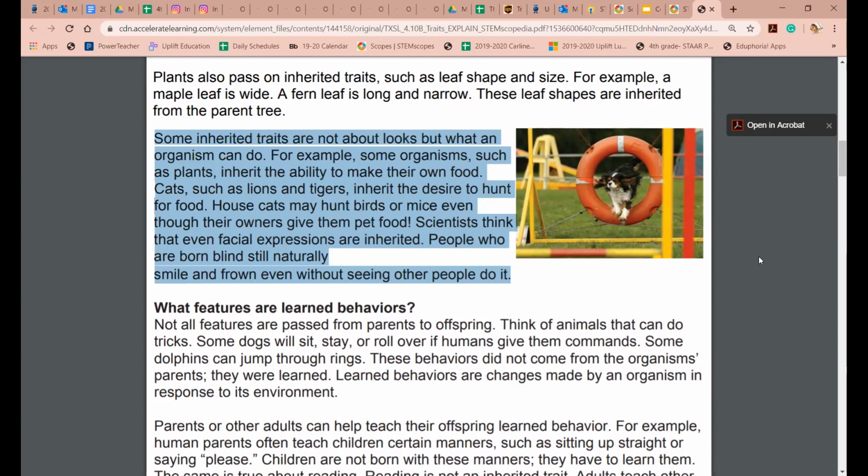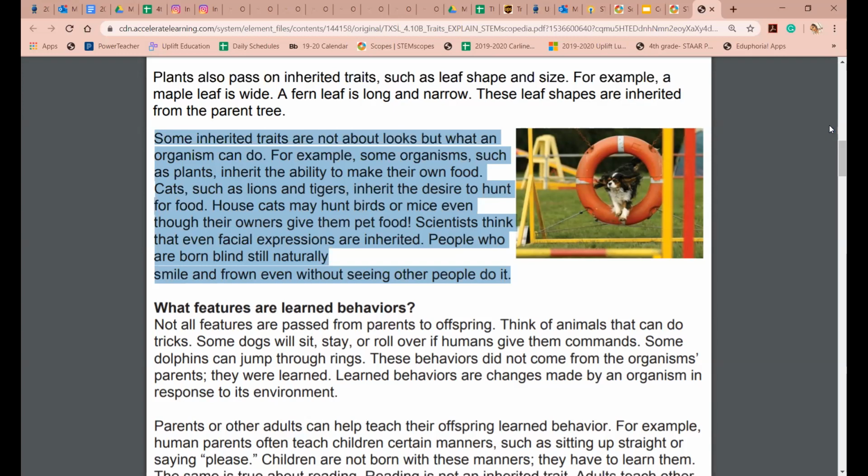So scientists think that even facial expressions are inherited. I definitely agree with that because me and my parents, we make the same faces. And then lastly, people who are born blind still naturally smile and frown even without seeing other people do it. And I do completely agree with that. Nobody ever has to teach you really how to smile or how to make a sour face when something tastes nasty. It just kind of happens.